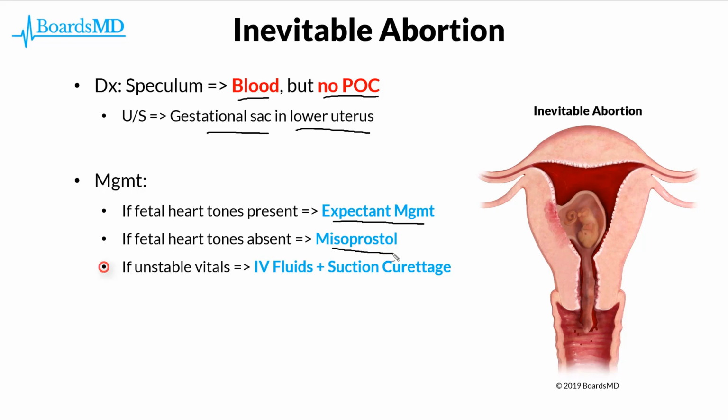And lastly, if the patient is unstable and is hypotensive and tachycardic, then we can give these patients IV fluids and proceed with a suction and curettage procedure in order to remove the fetal contents and prevent our patients from progressing to more serious complications such as a septic abortion.